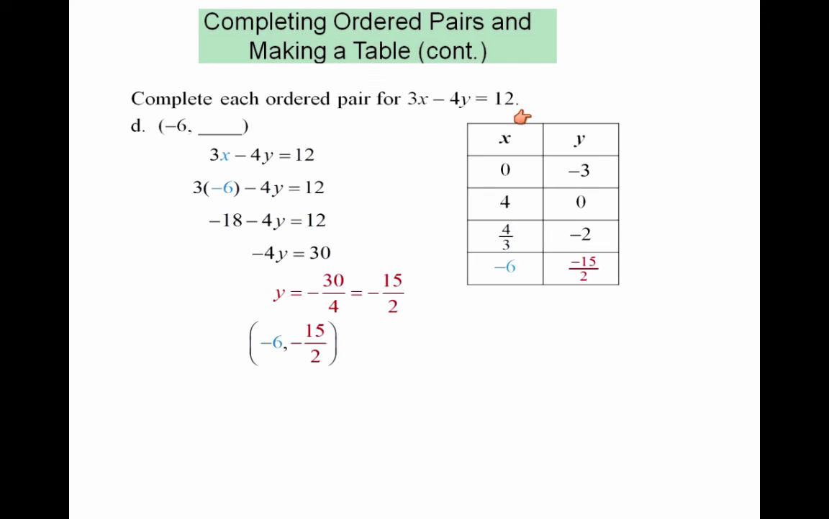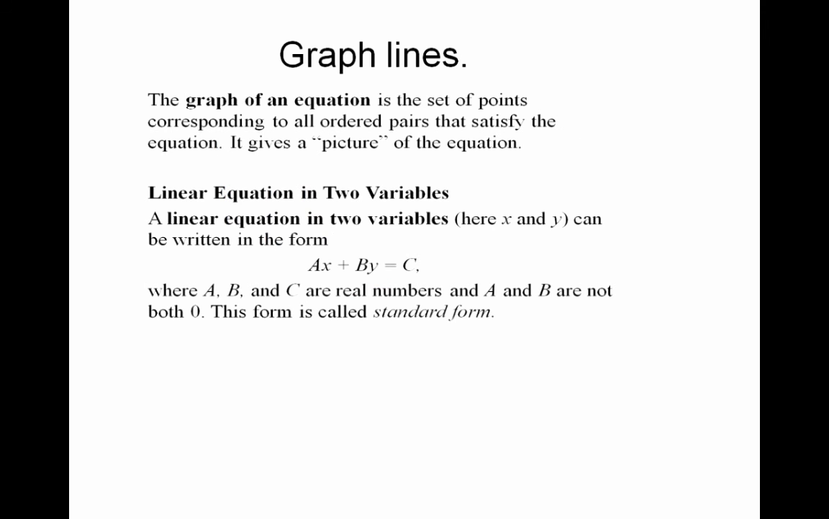This is how you find the ordered pairs for any equation. How many of these ordered pairs can I find? Infinitely many, right? Infinitely many points on the line.